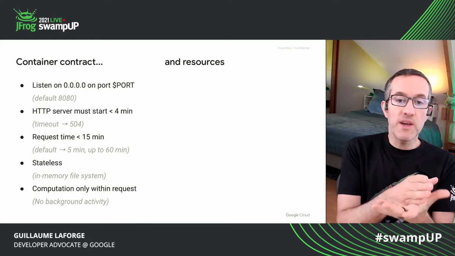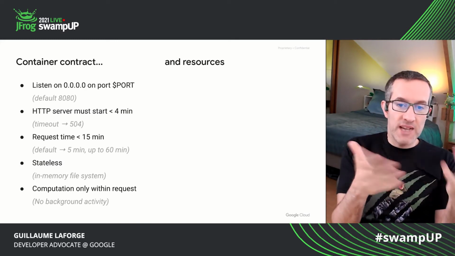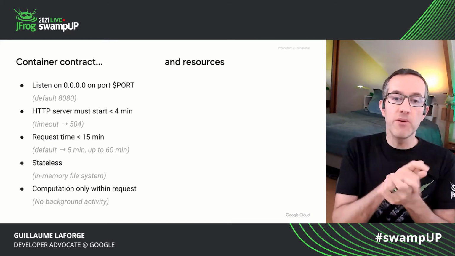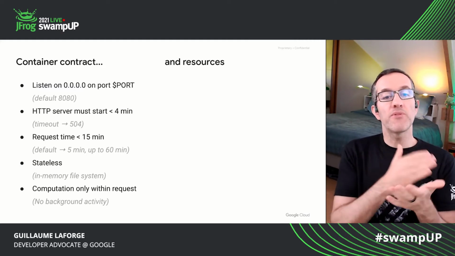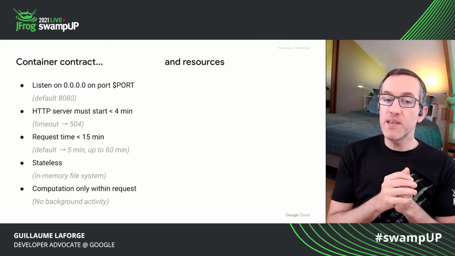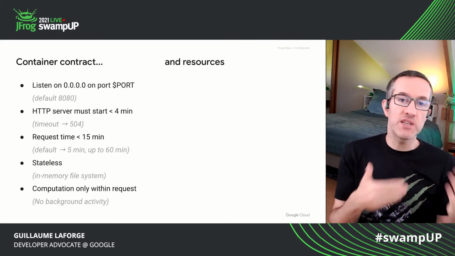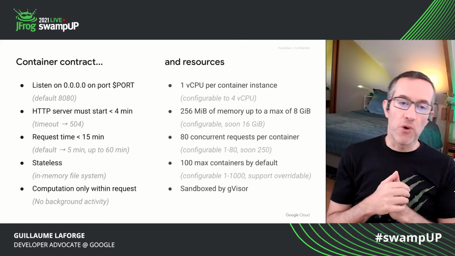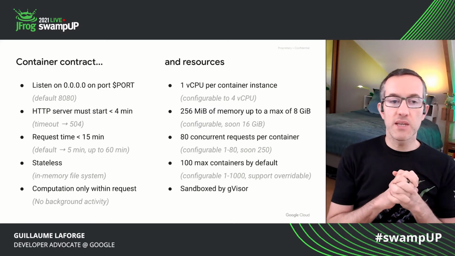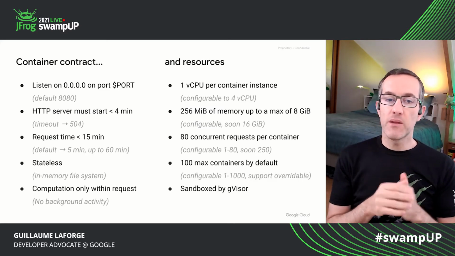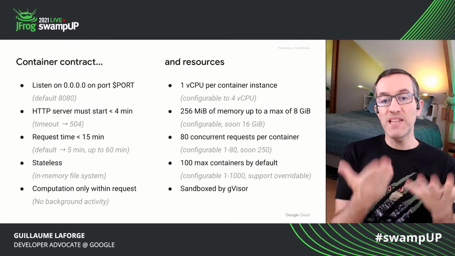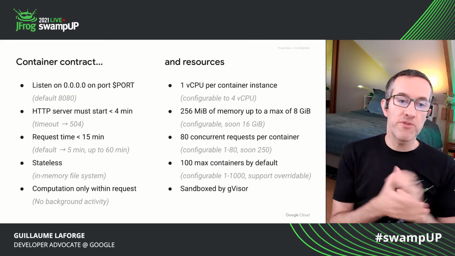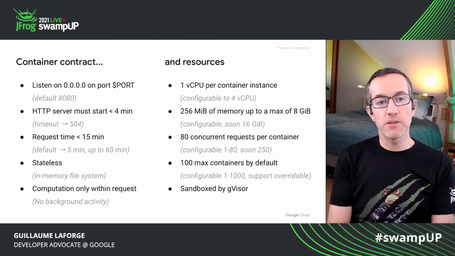So the one that doesn't receive any more requests is going to be throttled at the CPU level, or even killed after a little while after completing the request. So background activity would be killed as well and wouldn't necessarily finish in time. In terms of resources, you have 1 to 4 vCPUs, from 256 megabytes of RAM up to 8 gigs. And by default, a container can run 80 concurrent requests, and up to 100 containers can be spun off by default. But it's configurable, and you can increase those figures.